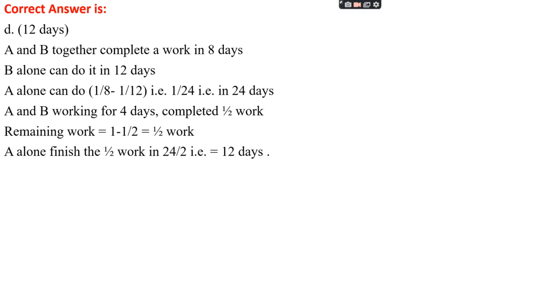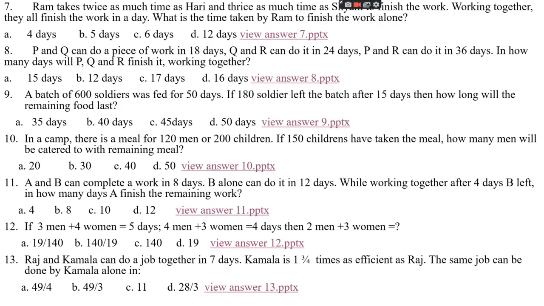A and B together complete the work in 8 days. B alone can complete that work in 12 days. So A alone can do it in 1 by 8 minus 1 by 12, which is 1 by 24. A alone takes 24 days to complete the work. According to the question, A and B worked together for 4 days, so they already completed half the work. The remaining work is half. If A alone takes 24 days to complete a single work, then A alone finishes that half work in 12 days. So the right answer will be 12 days.